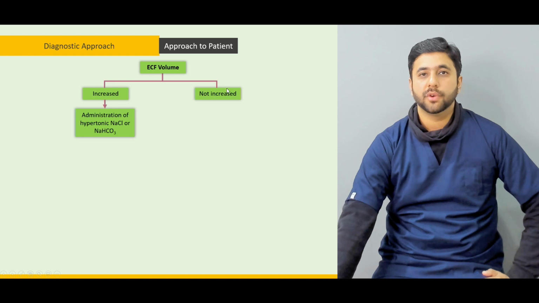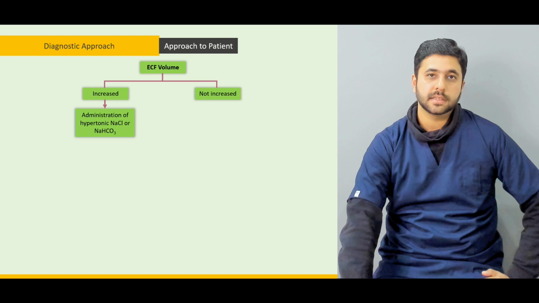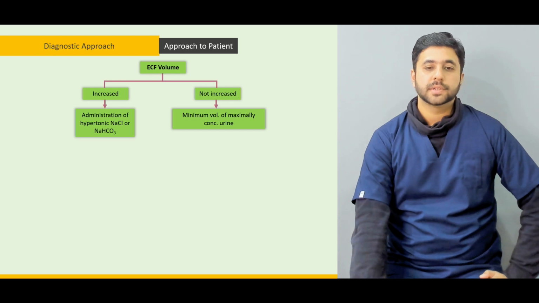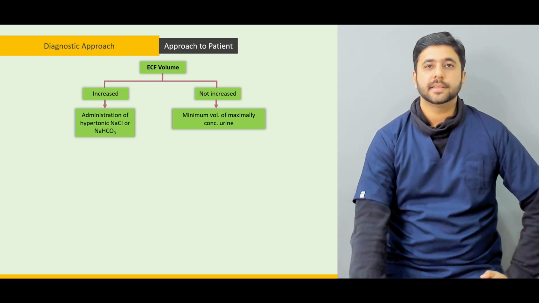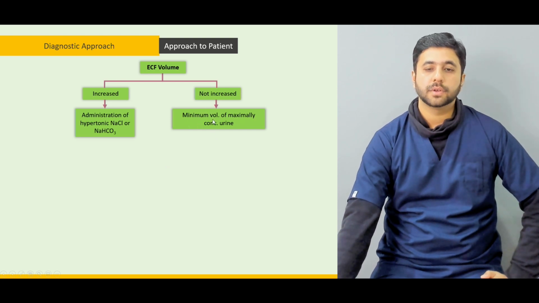If the extracellular fluid volume is not increased, then we have to look at whether the kidneys are working fine or not, or whether the losses are renal or non-renal. What we should expect in someone whose kidneys are working perfectly fine is that the kidneys will be able to conserve water, and there will be minimum volume loss with maximally concentrated urine.